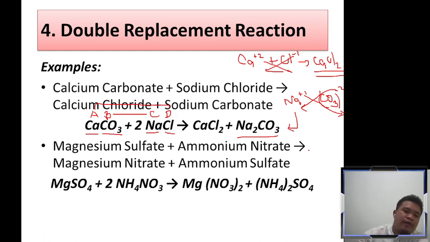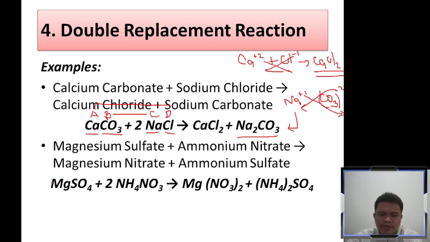So that's why our final product for this reaction is CaCl2 plus Na2CO3. So that's how a double replacement reaction usually happens. So let's move on to another example. MgSO4, or magnesium sulfate, plus ammonium nitrate yields magnesium nitrate plus ammonium sulfate.